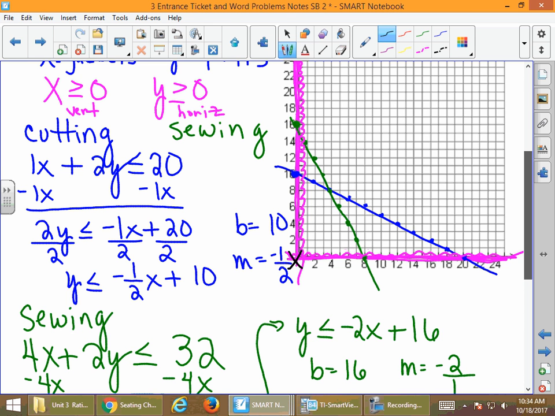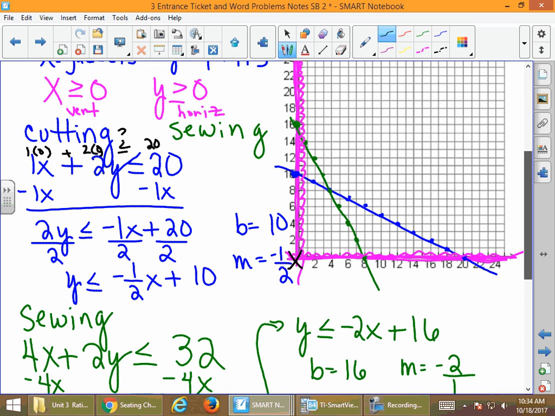I'm going to squeeze it in. It's going to be small. But I'm going to put it back in here. 1 times 0 plus 2 times 0. And the question is, will that be less than or equal to 20?